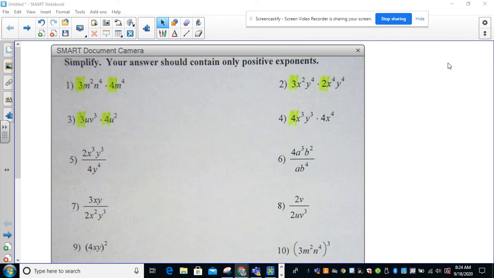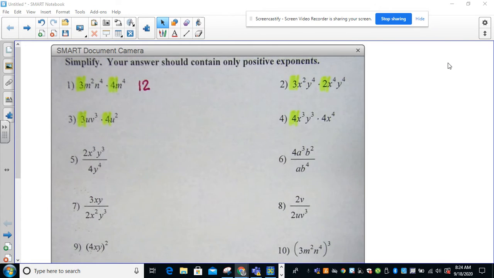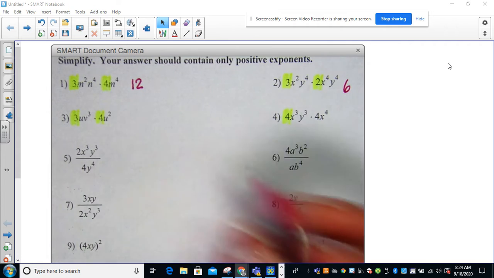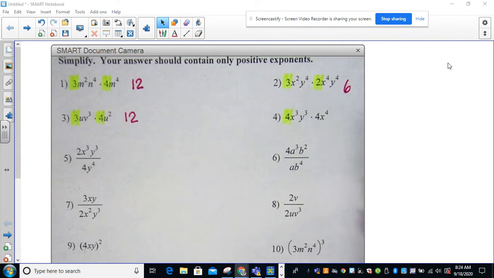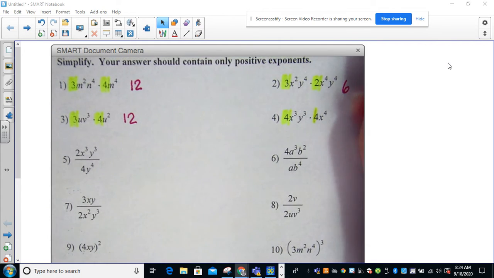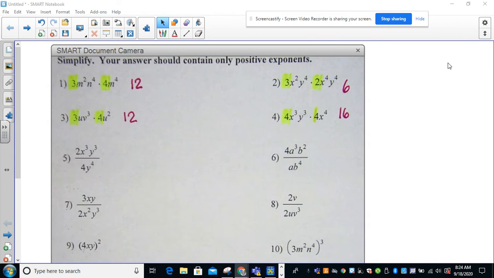So I'm going to start with that and go ahead and say 3 times 4, which is 12, and 3 times 2, which is 6, 3 times 4 again, 12, and then 4 times, I forgot this one, sorry, 4 times 4 is 16. So now I'm going to go back and look at the variables.